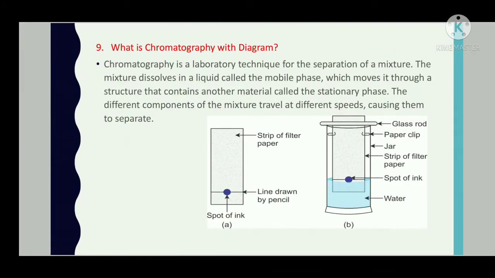What is chromatography with diagram? Here is the paper chromatographic diagram and here different components of that. Chromatography is a laboratory technique for the separation of a mixture. The mixture dissolves in a liquid called the mobile phase, which moves it through a structure that contains another material called the stationary phase. The different components of the mixture travel at different speeds, causing them to separate.